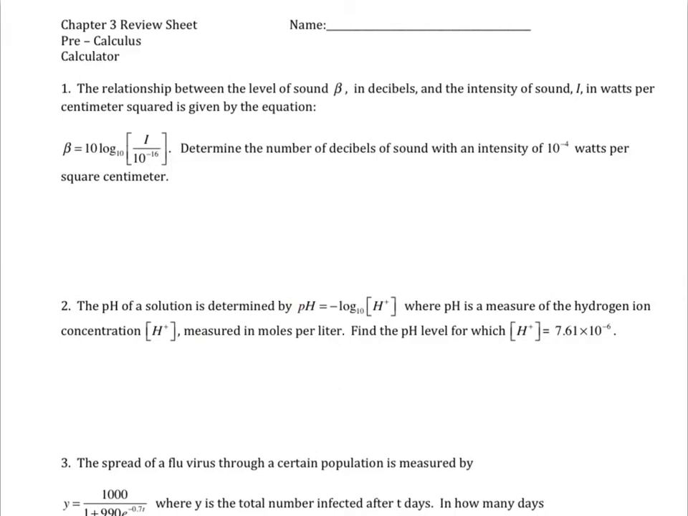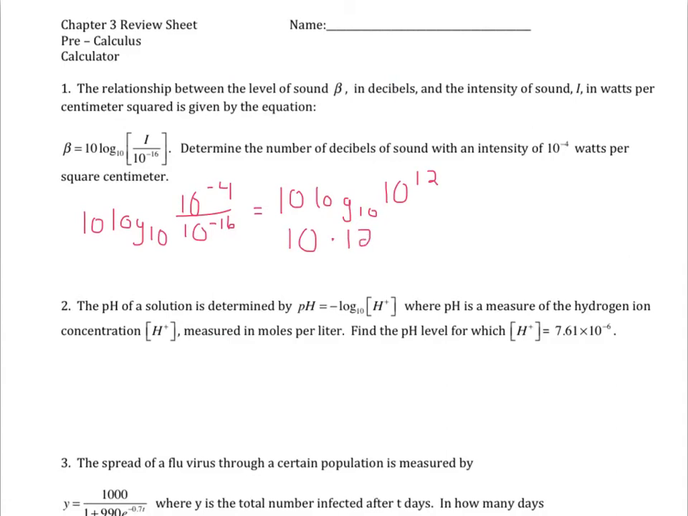So we're going to plug 10 to the negative 4 in for I. So B will equal 10 times log base 10 of 10 to the negative 4 over 10 to the negative 16. And we can simplify that by subtracting the exponents to 10 times log base 10 of 10 to the 12th, because negative 4 minus a negative 16 would be 12. And then our log base 10 and our 10 will cancel. So we just have 10 times 12, which will equal 120 decibels.